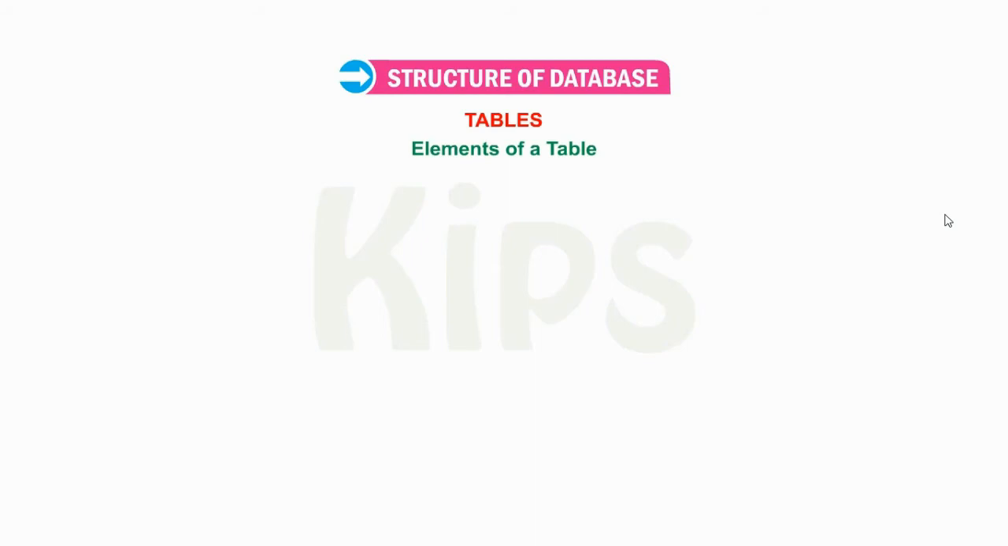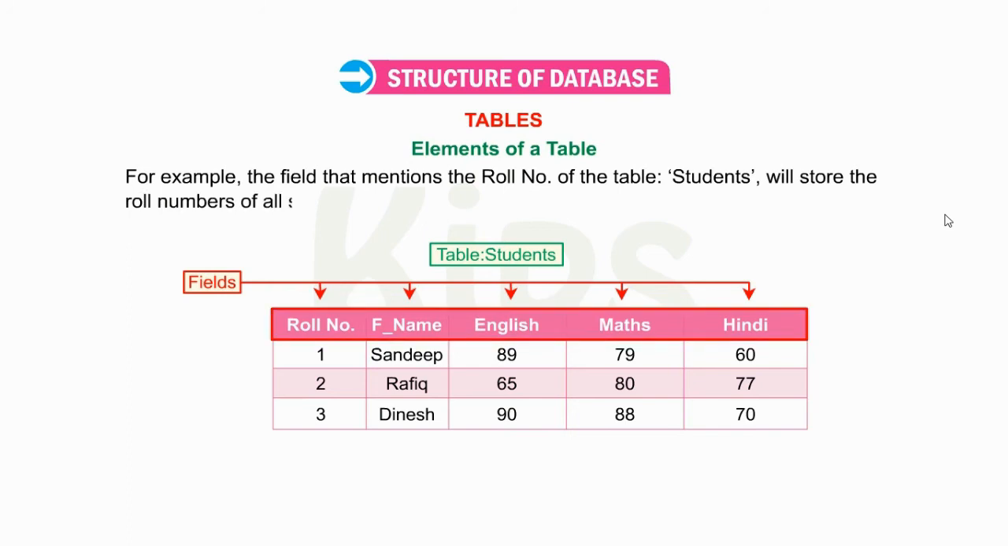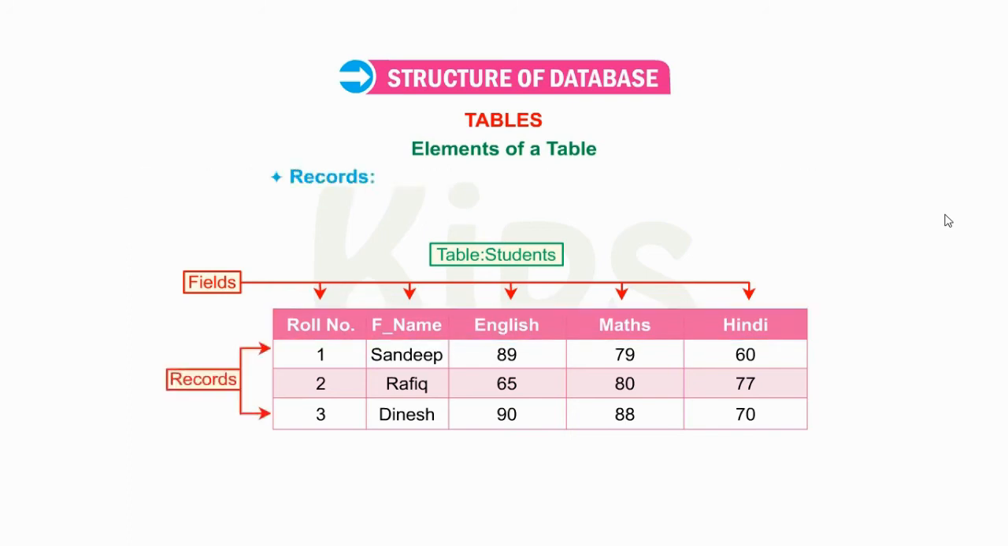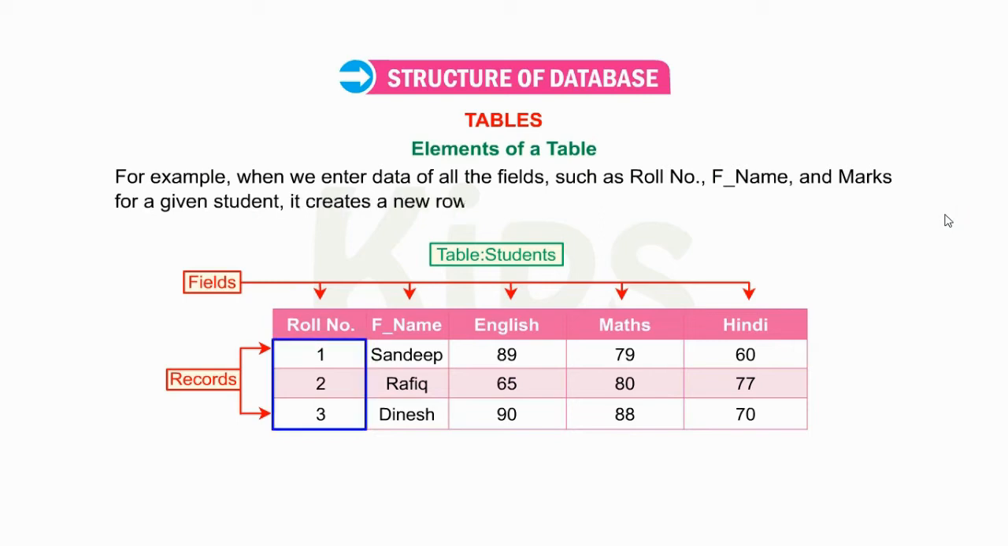Elements of a table. Fields. All the columns in a table are called fields. A field describes a particular attribute of all the records in a table. For example, the field that mentions the roll number of the table student will store the roll number of all students. Records. The rows in a table are called records. A record contains the values for all the fields that belong to a single person or an entity. For example, when we enter data of all the fields such as roll number, father's name and marks for a given student, it creates a new row in a table, which is called a record.